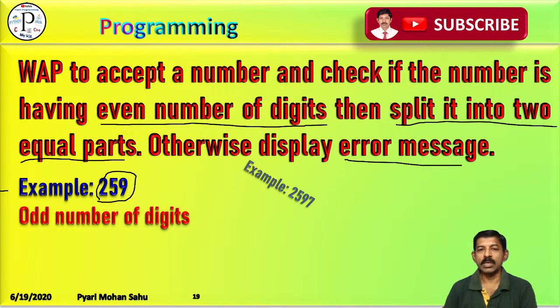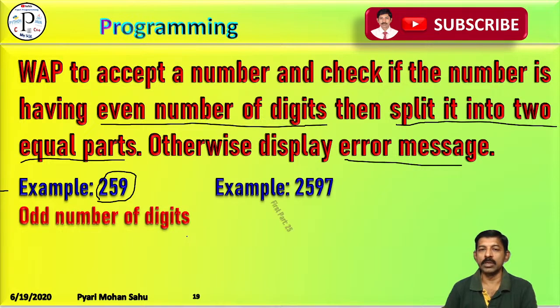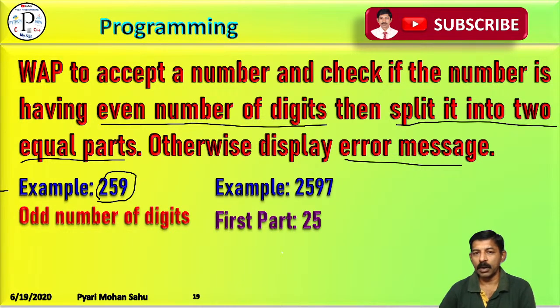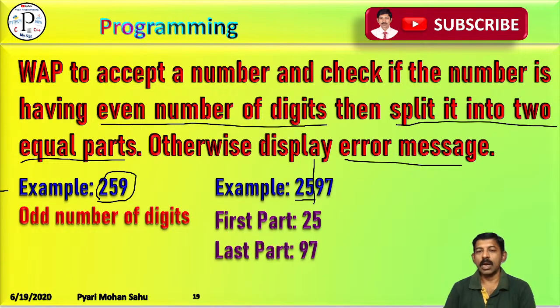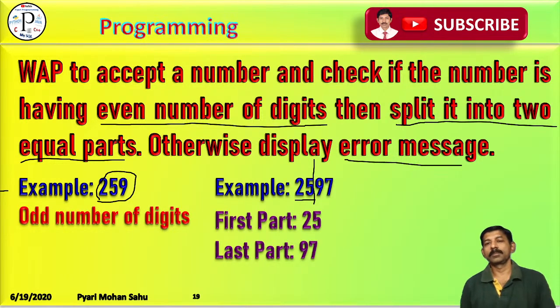Next part, example 2597. Here we are having 4 digits. So the first part I got is 25 because I am splitting from the middle of the number, and the last part is 97.